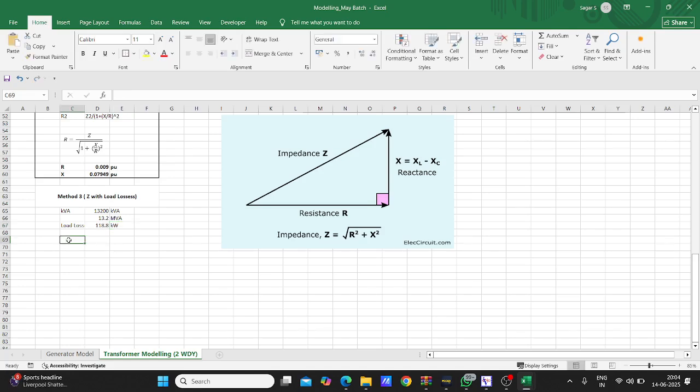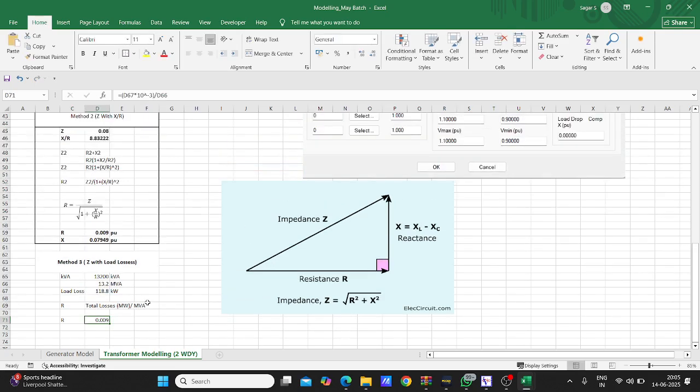Kilowatt. So your R is equal to total load losses in megawatt divided by total MVA. Therefore R is equal to 118 in megawatt, so 118 into 10 to the power of minus 3, divided by, you can put a bracket here, the total MVA, 13.2 MVA. See, again I get the exact R. R is equal to 0.009. I can validate it, right?